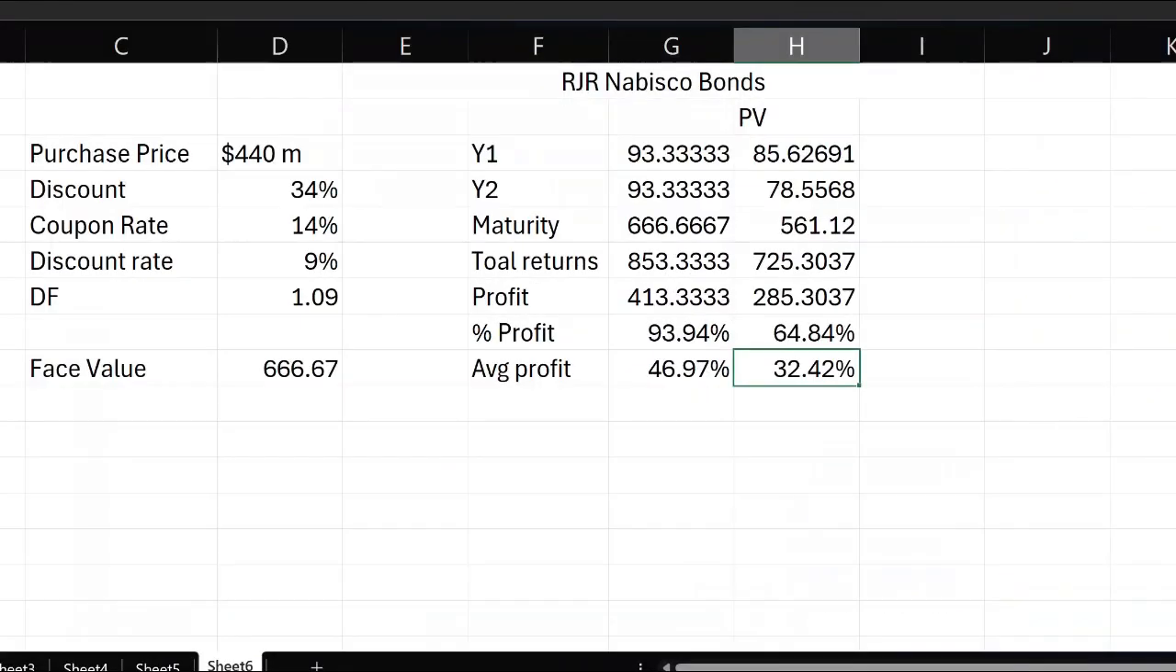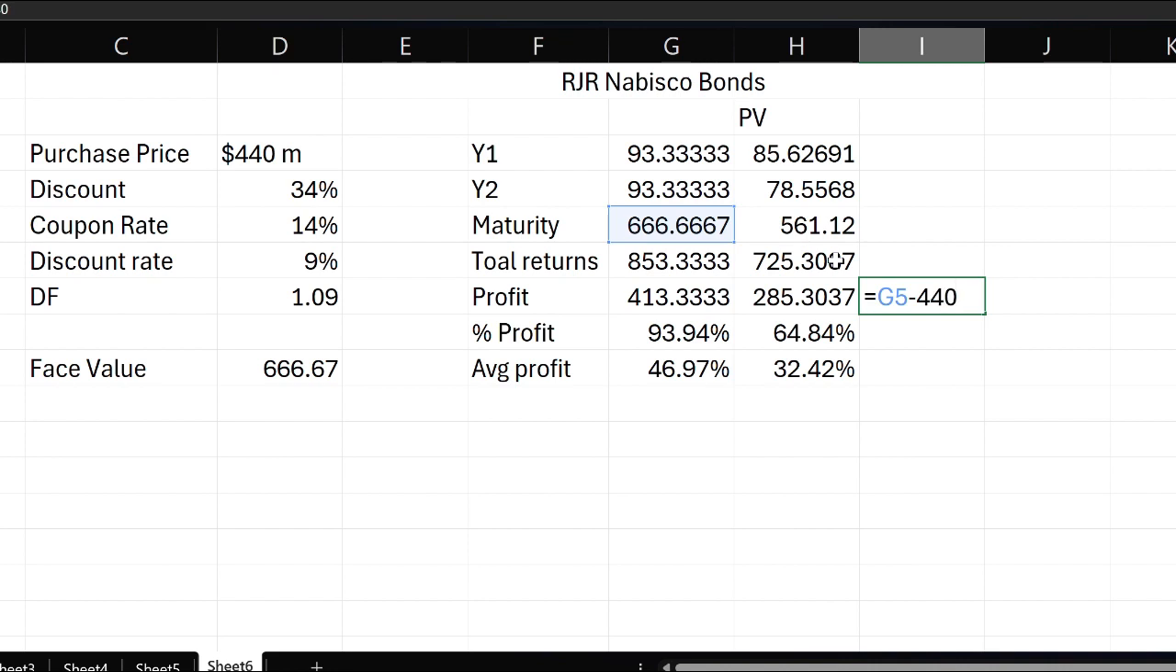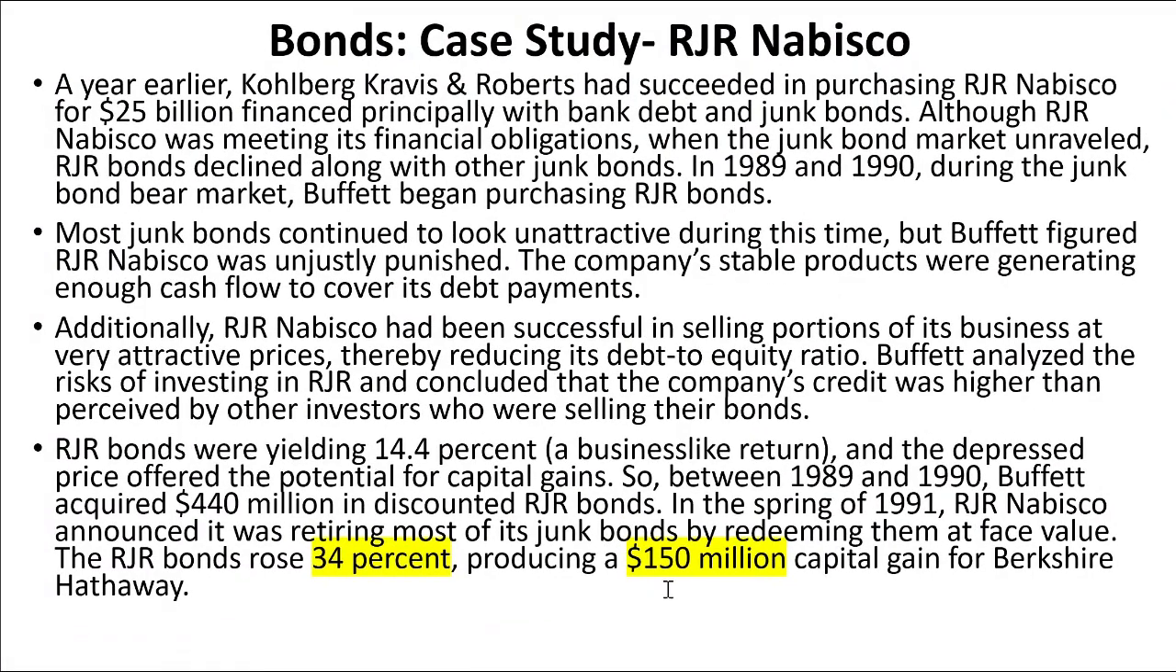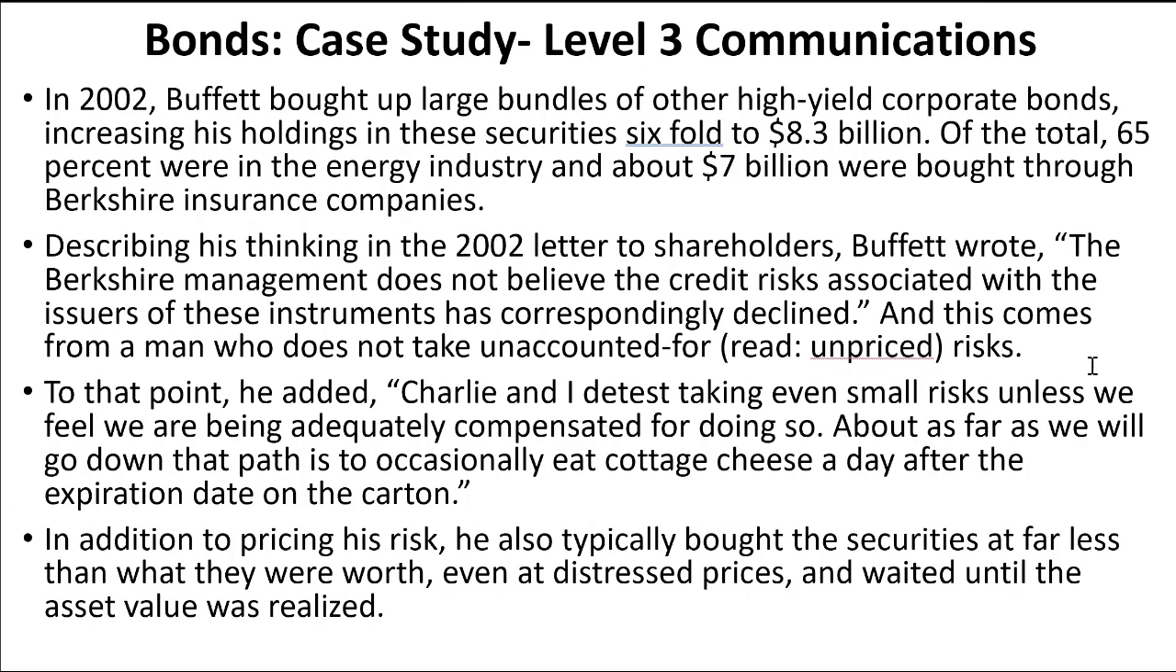Capital gain is capital appreciation, because the appreciation, the capital gain itself, is somewhere around here. I'll just calculate the capital gain. 8,666 minus, you have to see this, 440, right? It is 226. However, they have given 130. That means there is some information which is missing. Otherwise, this is the capital gain which Berkshire Hathaway got.